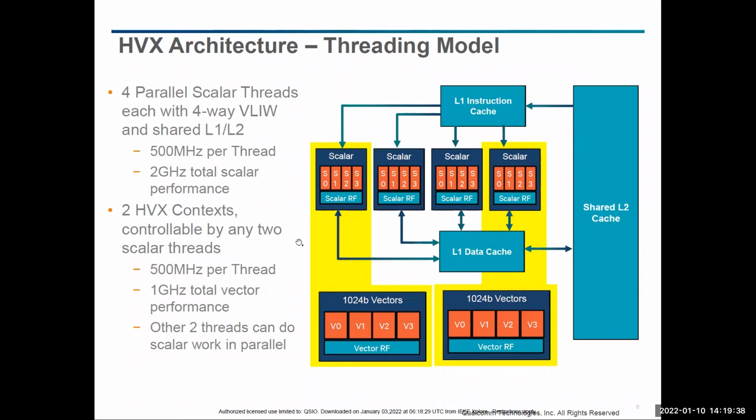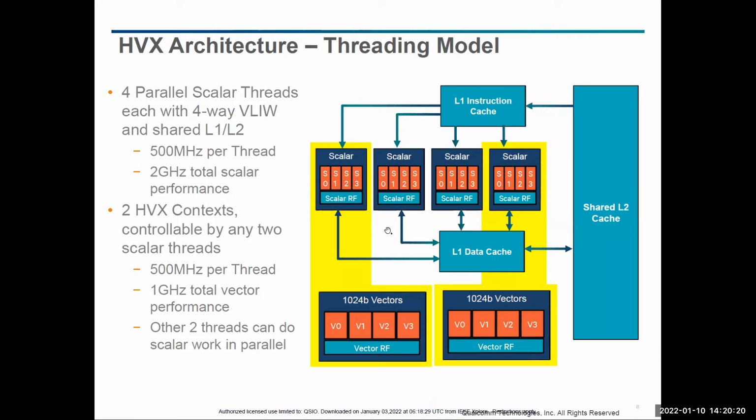Now, when we have 2 HVX contexts, these can be controlled through any of the 2 hardware threads. In this image, you can see that one vector HVX context can be mapped to one of the scalar hardware threads, and this other vector context can be mapped to this hardware thread. What this gives us is that there are still 2 threads left for performing other operations, and hence some scalar applications can be executed on these 2 threads, allowing vector and scalar applications to coexist at the same time.